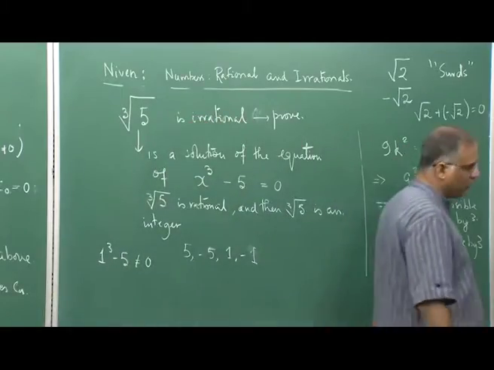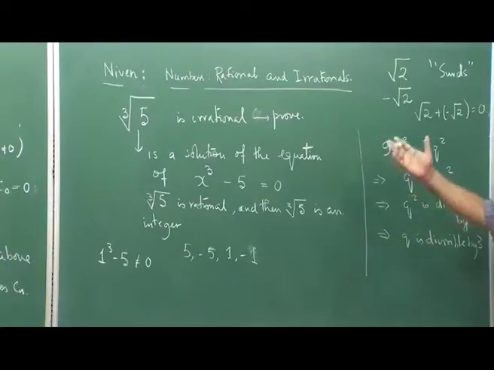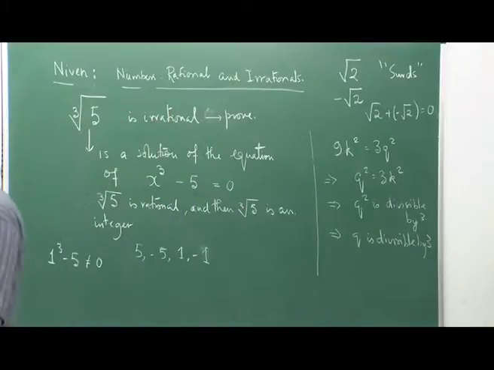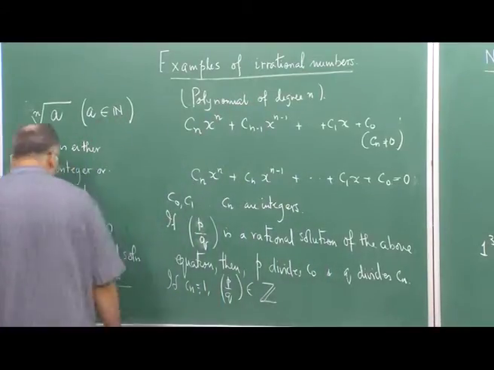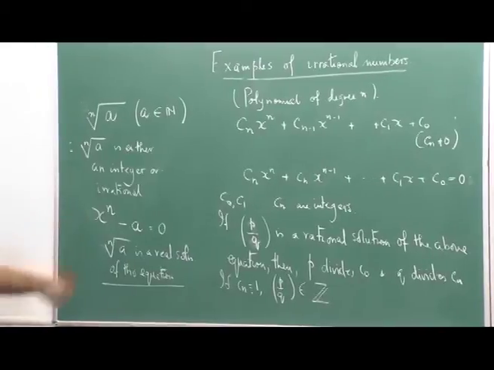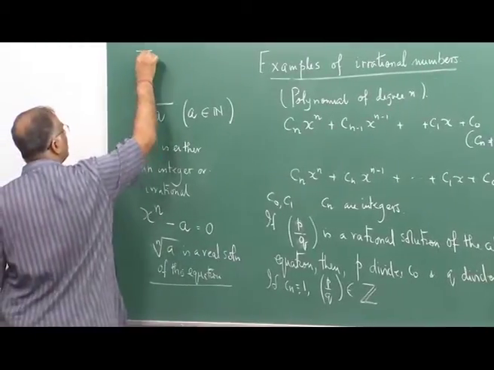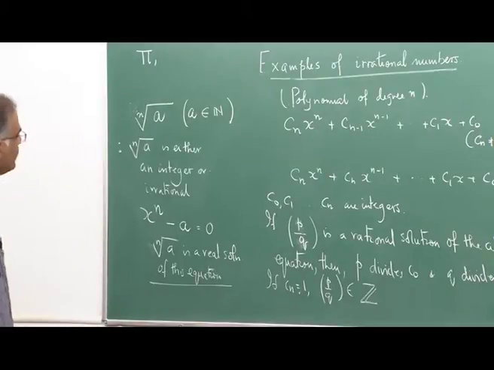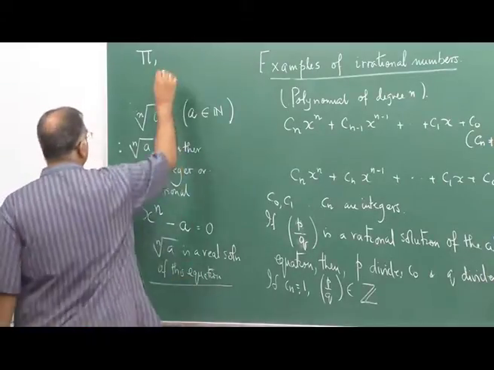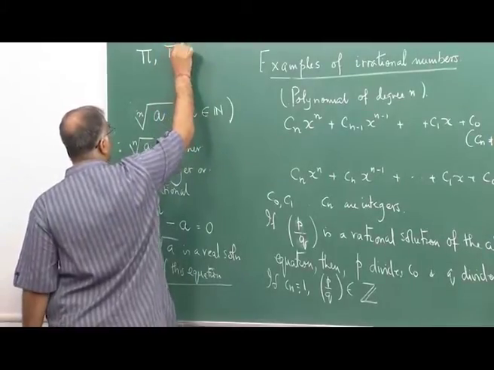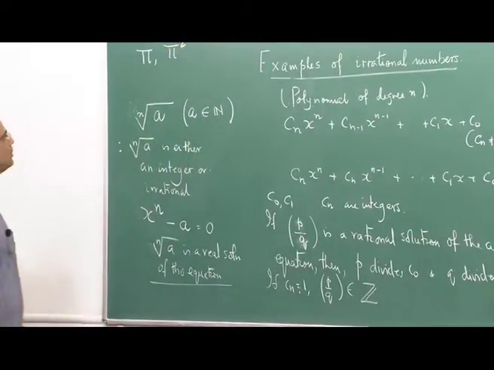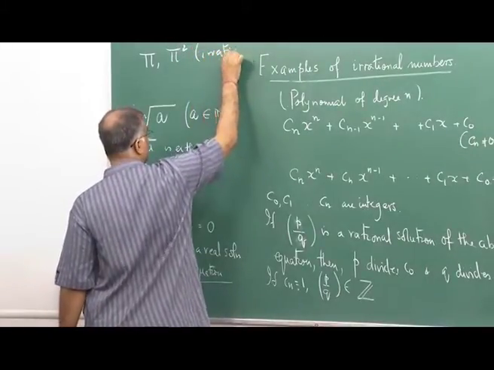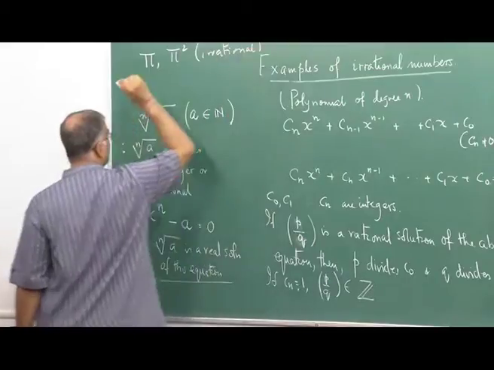Now, you might ask whether only these square root, cube root or nth root type things are irrational, and nothing else. No, there are famous constants in mathematics which are irrational. The most famous constant in mathematics is pi, the ratio between the circumference and the diameter of a circle, which is irrational. Not only that, pi square is irrational. And there is another important number called e.